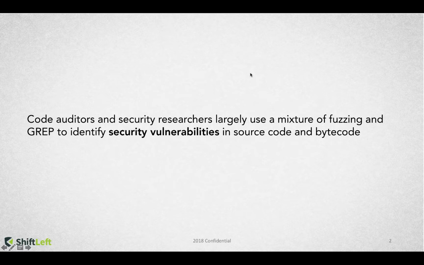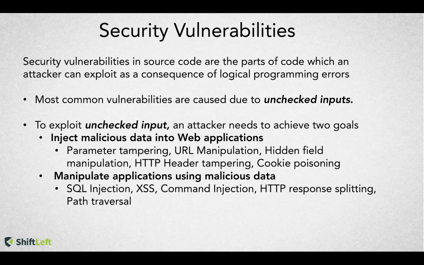Code auditors and security researchers largely use a mixture of fuzzing and grep to identify security vulnerabilities in source code and bytecode. Security vulnerabilities in source code are parts of code which an attacker can exploit as a consequence of logical programming errors. And most common vulnerabilities are caused due to unchecked inputs.